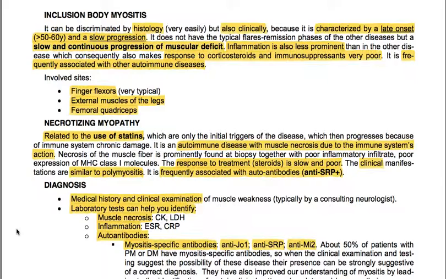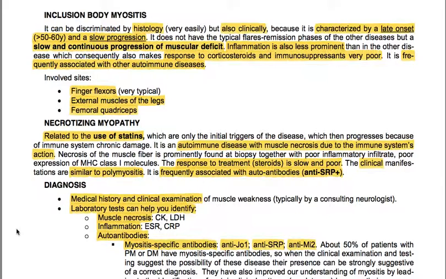Inclusion body myositis can be discriminated by histology very easily, but also clinically, because it's characterized by late onset, more than 50-60 years, and a slow progression. It does not have the typical flares or remission phases of the other diseases, but a slow and continuous progression of muscular deficit. Inflammation is also less prominent than in the other diseases, which consequently makes the response to corticosteroids and immunosuppressants very poor. It's frequently associated with other autoimmune diseases. The involved sites are finger flexors, very typical, external muscles of the legs, and femoral quadriceps.